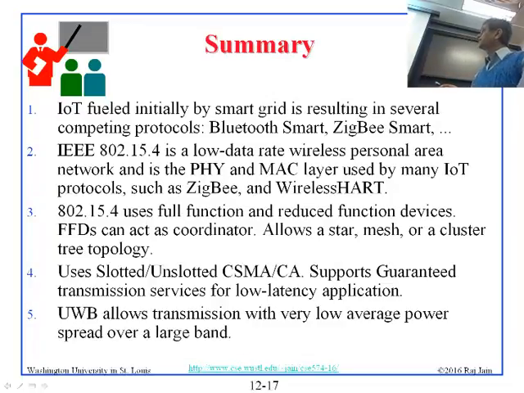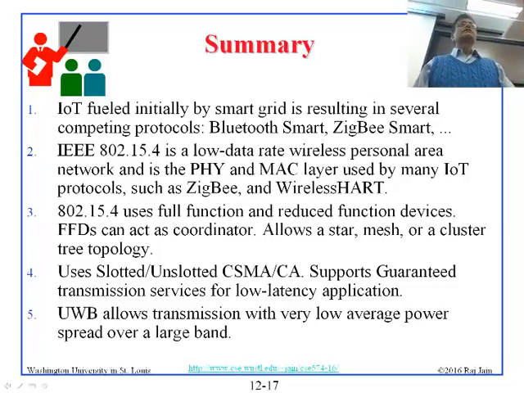Five key messages: IoT, fueled initially by smart grid, is resulting in many competing protocols, Bluetooth Smart, ZigBee, etc. 15.4 is a low data rate wireless personal area network PHY and MAC layer used by many IoT protocols, ZigBee and wireless HART. Those are the two very common ones. The main thing I wanted to say here was that you need to know that there is an FFD, there is an RFD, and there is a coordinator, and then there are cluster, mesh, and star topologies, etc. Then there are slotted and unslotted versions of CSMA/CA, and then we also saw the deterministic transmission. And finally, we talked about UWB.